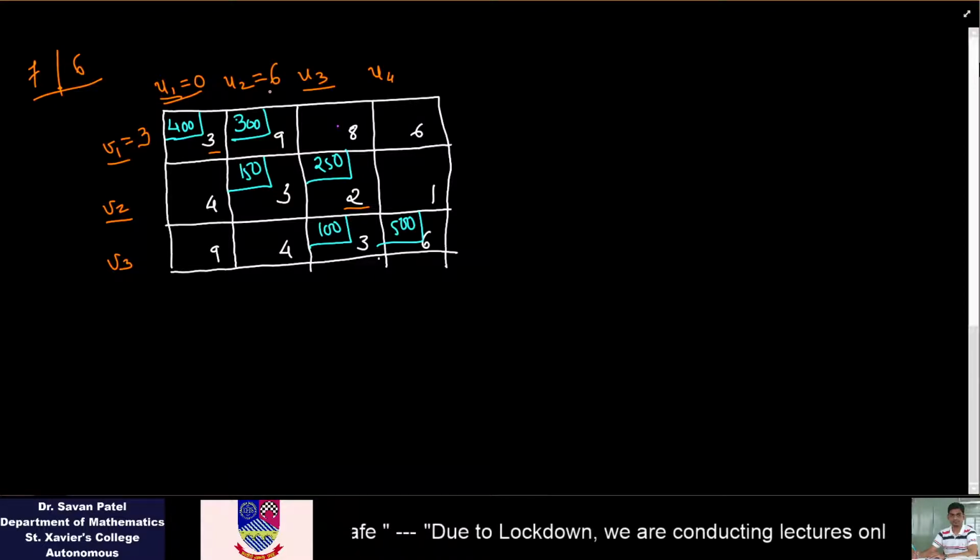If you want to make u2 plus v2 equal to 3 and here you are having 6, you must take v2 equal to minus 3. Since v2 is equal to minus 3 and v2 plus u3 is equal to 2, you must take u3 equal to 5. Then only 5 plus minus 3 is equal to 2.